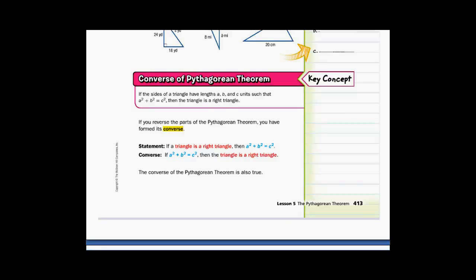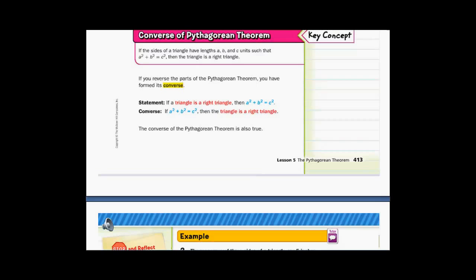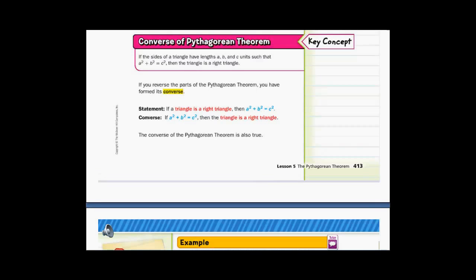Okay, the converse of the Pythagorean theorem. So this is not talking about the Chuck Taylors. This is talking about a converse of something. If you reverse it, then you have formed its converse. So in other words, if a squared plus b squared equals c squared, then it's a right triangle. So the other way around. If it's a right triangle, then a squared plus b squared equals c squared.